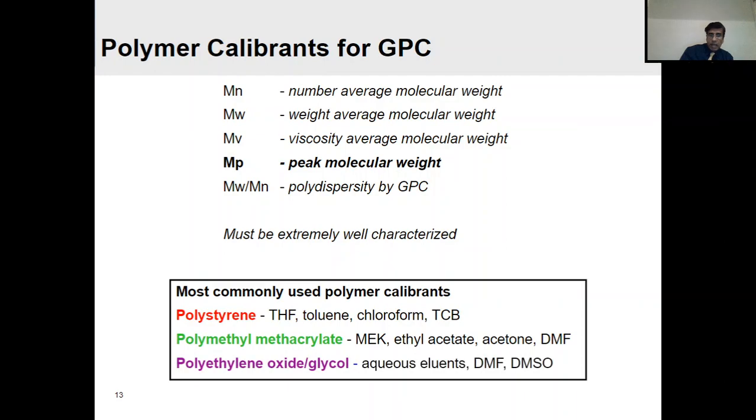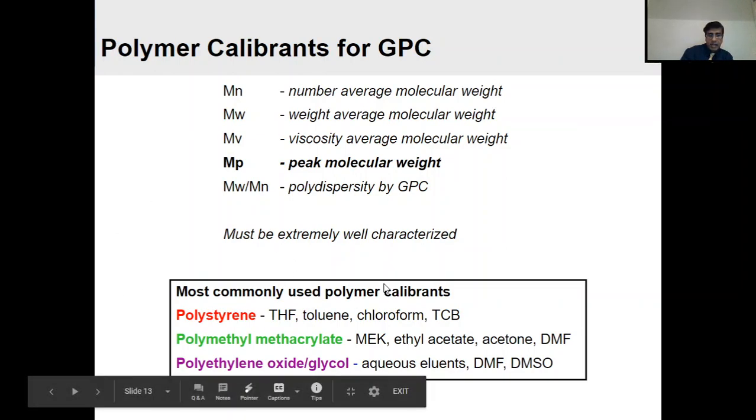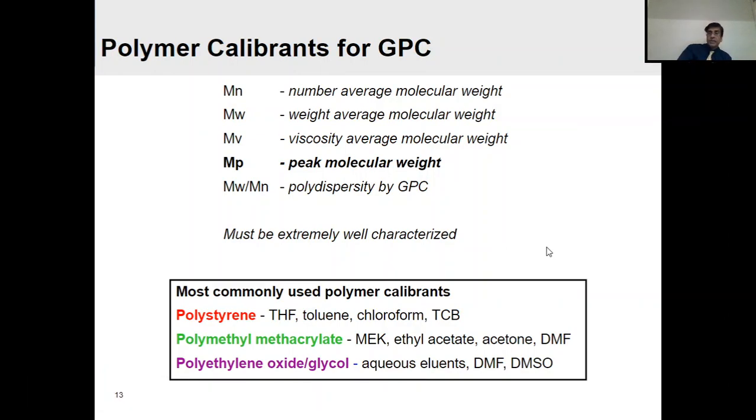And similarly, polyethylene oxide or polyethylene glycol can also be used in aqueous eluent, and DMF or DMSO. So remember, these polystyrene, polymethyl methacrylate, and polyethylene glycol should be cross-linked, and they are used as cross-linked beads in the column.